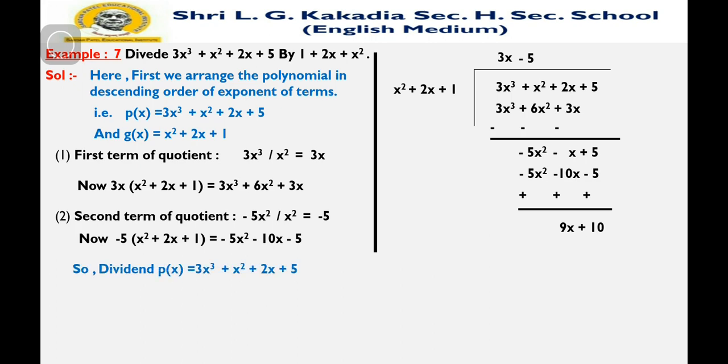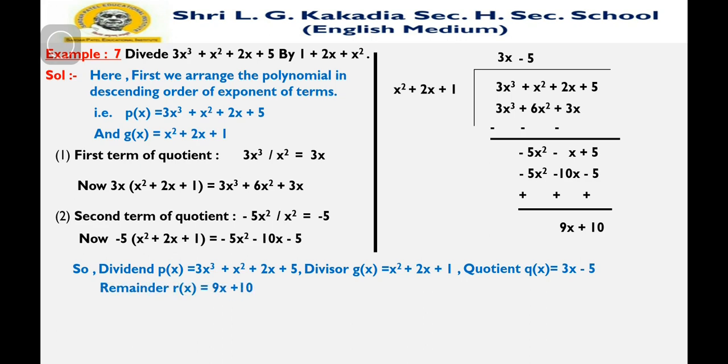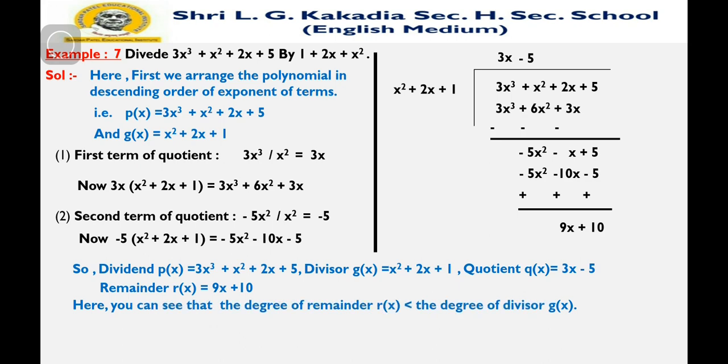So here the dividend p of x is equal to 3x cube plus x square plus 2x plus 5. Divisor is g of x is equal to x square plus 2x plus 1. Quotient is q of x is equal to 3x minus 5. And remainder is r of x is equal to 9x plus 10. So now here you can see that the degree of remainder r of x is less than the degree of divisor g of x. So we stop the process of division.